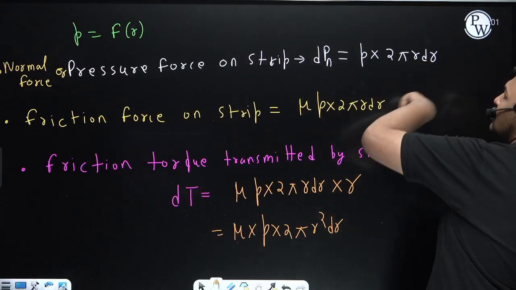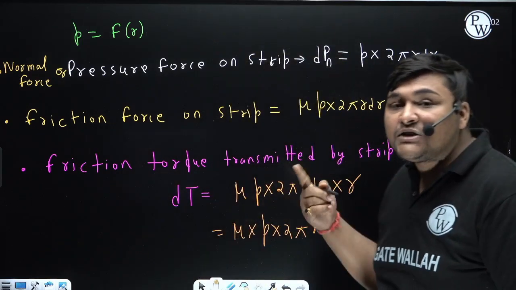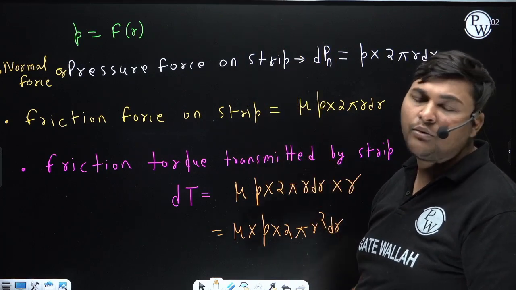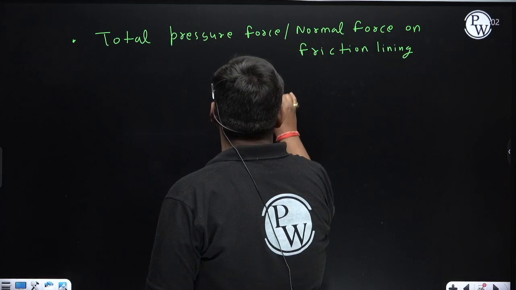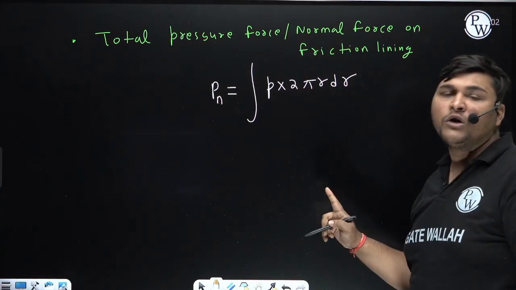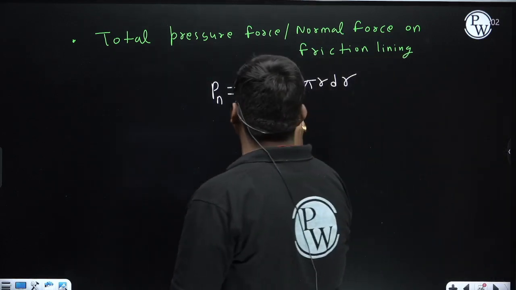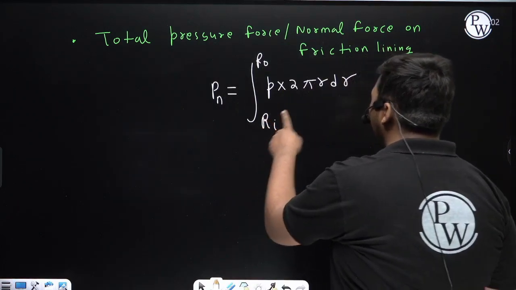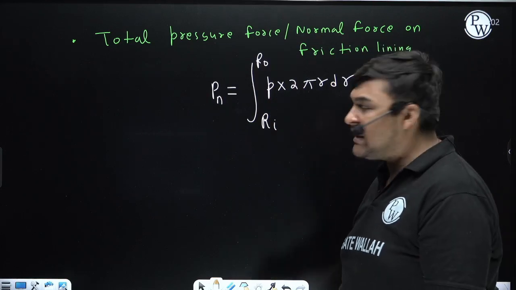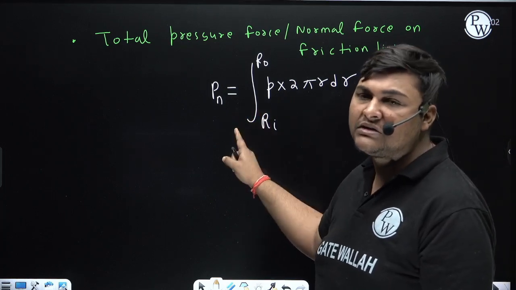Now this is the pressure force on a strip. If I integrate this expression for the entire friction lining, we will get the expression of the total pressure force on the friction lining. So the total pressure force will be the integration of the pressure force on the strip, and the pressure force on a strip is p into 2πrdr. We need to integrate this across the friction lining, where the inner radius is ri and the outer radius is r naught. So the lower limit will be ri and the upper limit will be r naught. Why am I writing the limits of r? Because dr is coming. So this is the expression of total pressure force over the friction lining, and it is very easy to remember: the pressure force on a strip is p into 2πrdr, and integrating it over the entire friction lining gives the total pressure force.